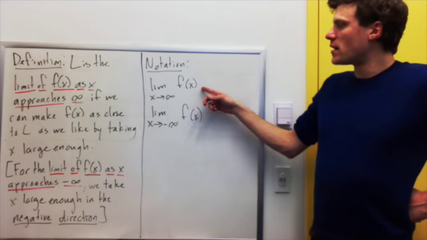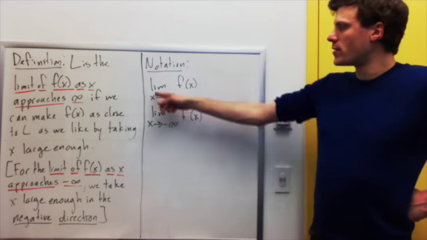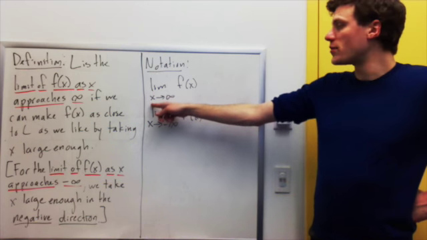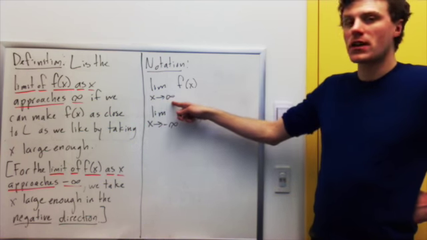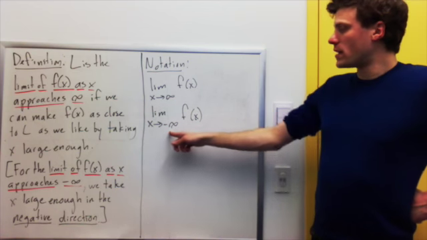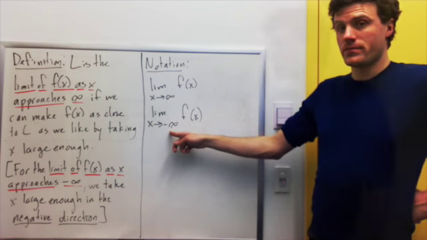The notation we use is very similar to that we use for regular limits. We write the limit as x approaches infinity of f of x by writing the usual limit notation, but we write x with an arrow approaching infinity. And for negative infinity, we write negative infinity.